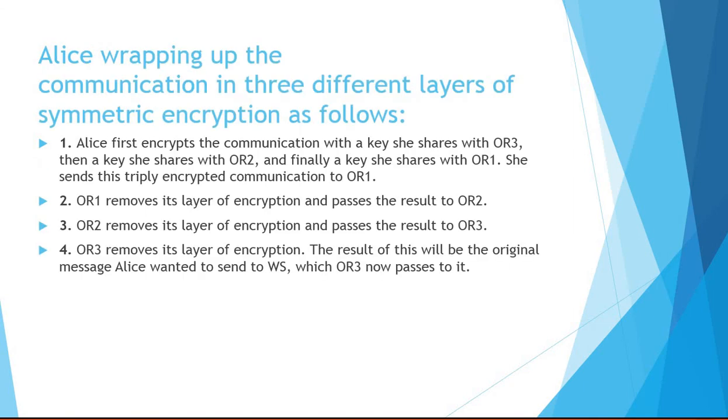Okay, so now let's move on to how Alice is using this Tor tool for wrapping up the communication in 3 different layers of symmetric encryption. Alice will encrypt using the encryption keys she has shared with each step. First she will encrypt using the key she has shared with the third onion router. Then that data she will encrypt using the key she has shared with the second onion router. Once again she will encrypt using the key she has shared with onion router 1.